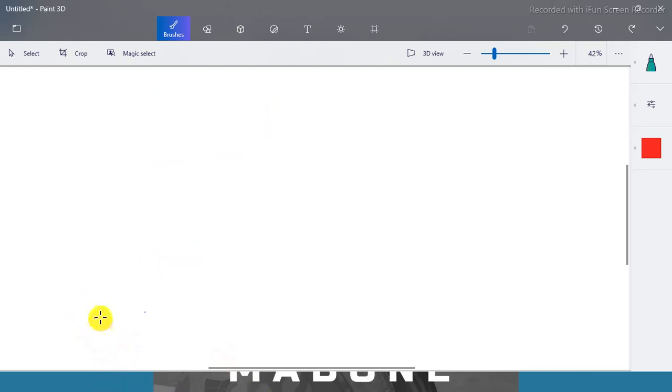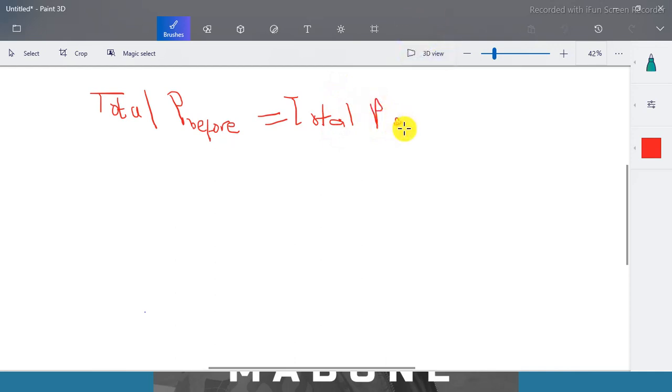Now, conservation of linear momentum. This is how we calculate it, right? Please make sure you have a pen and paper so that you can take down notes. So total P before is equal to total P after. Okay, guys, so what am I saying here?